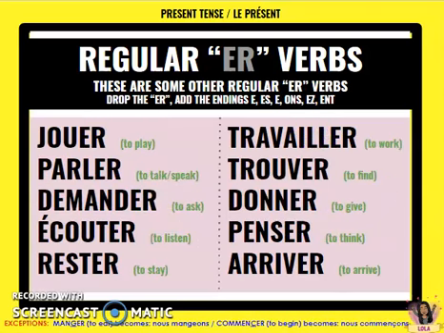So these are some other regular ER verbs, and you can do the same thing here where you drop the ER and you add the endings E, ES, E, ONS, EZ, ENT. The first one we have is jouer, and jouer means to play. Parler, to talk or speak. Demander, to ask. Écouter, to listen. Rester, to stay. Travailler, to work. Trouver, to find. Donner, to give. Penser, to think. And arriver, to arrive.